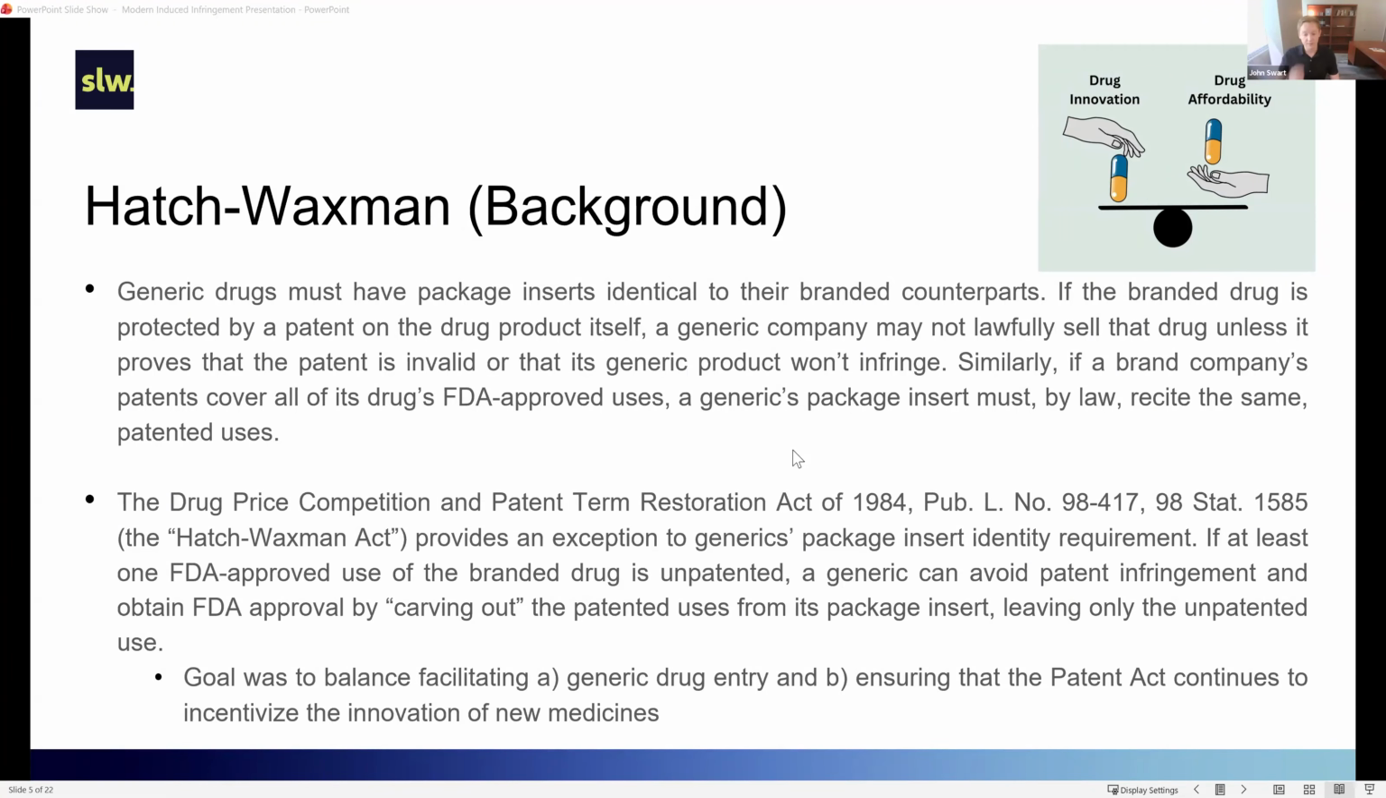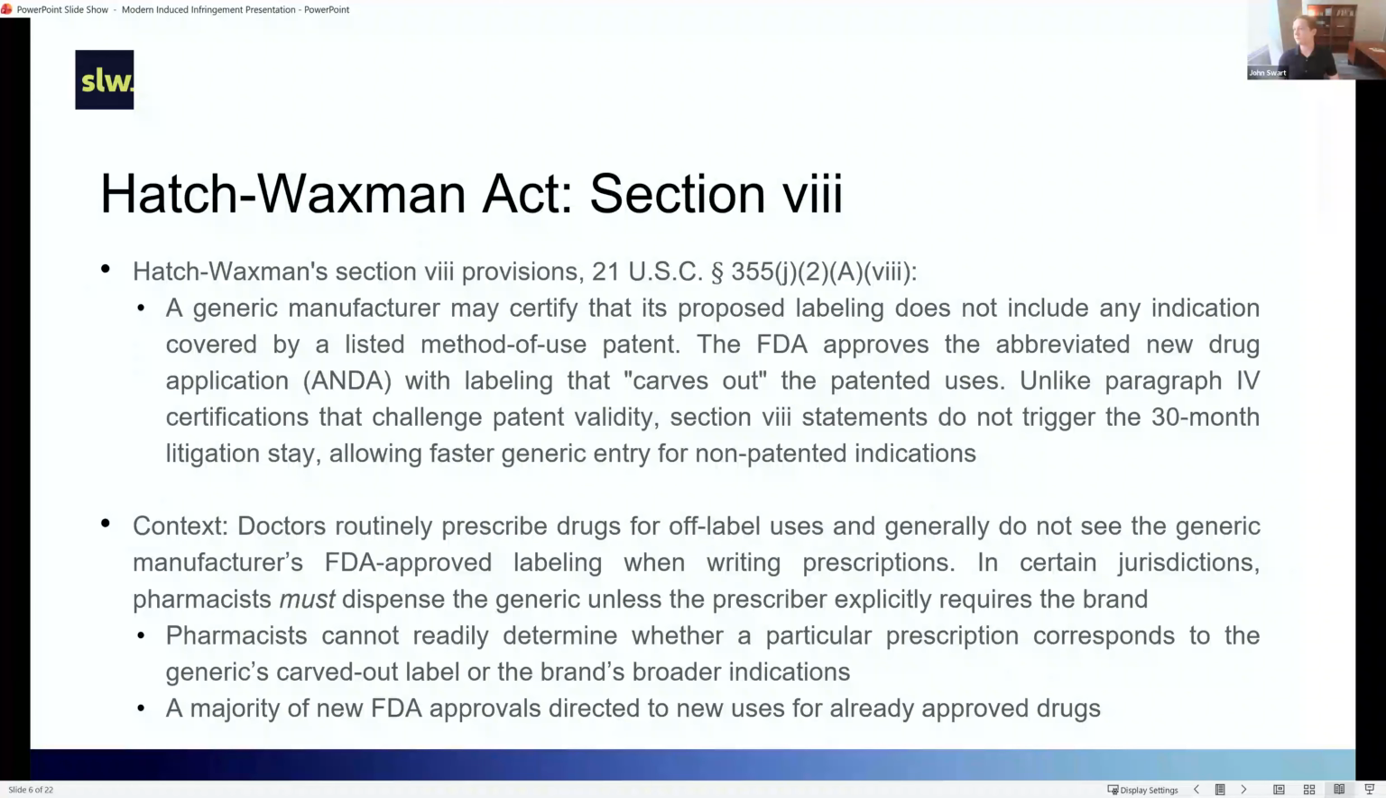What might not have been completely foreseen is the effects of this provision on the court's doctrines and interpretations of induced infringement, which is what brings us to our topic today.